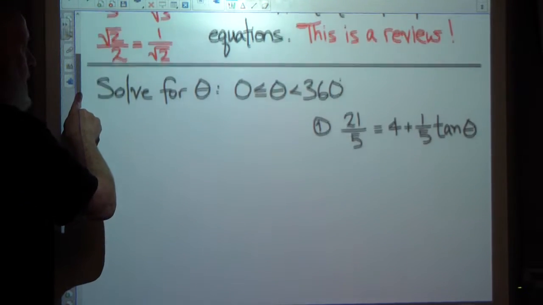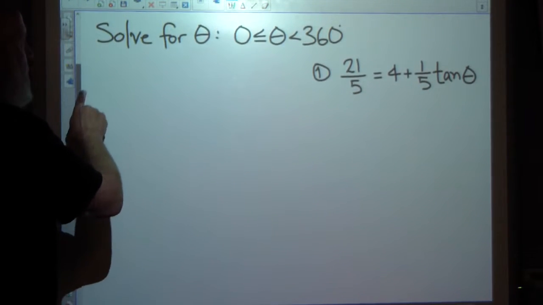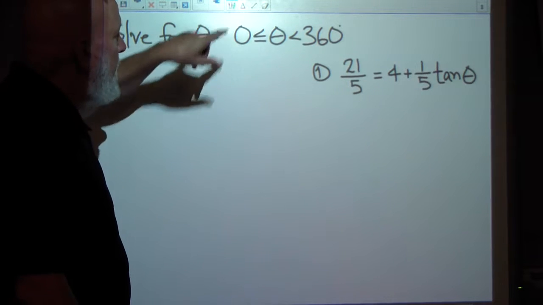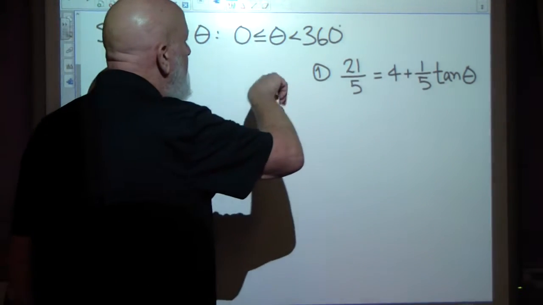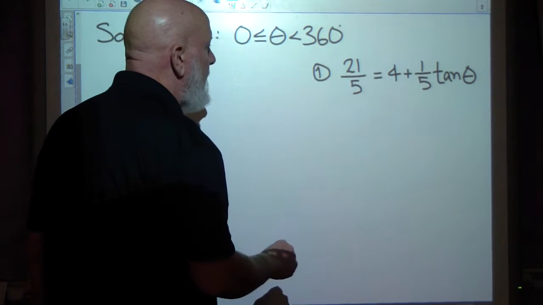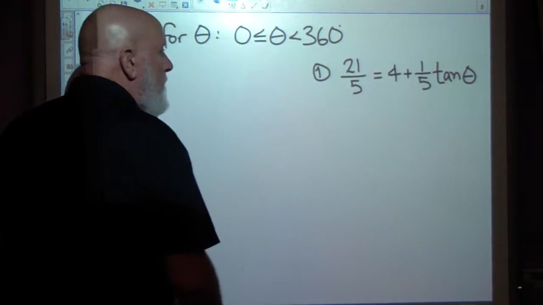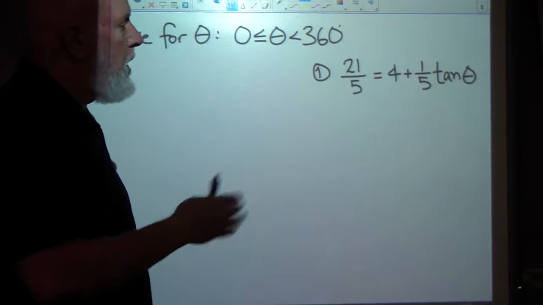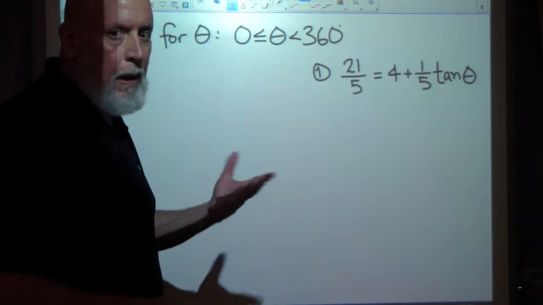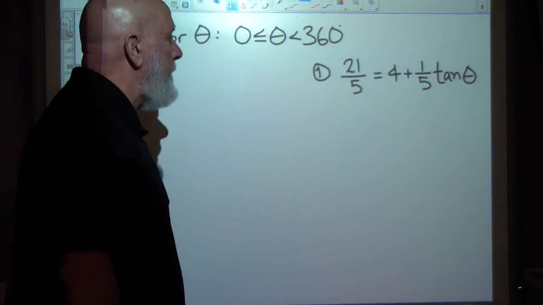With this in mind, we're going to solve for theta. We're limiting to one trip around the axes, so theta is between 0 and 360 degrees. So here we go. I'm going to solve this using some algebra. I'm just going to talk my way through it. If there's anything that you don't understand, bring it up in class and I'll try to clarify for you.